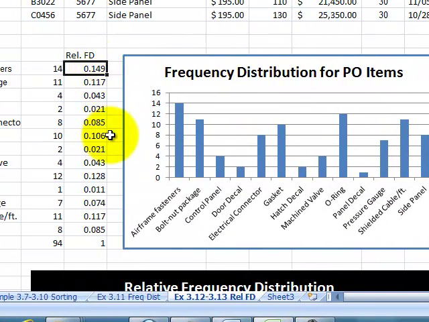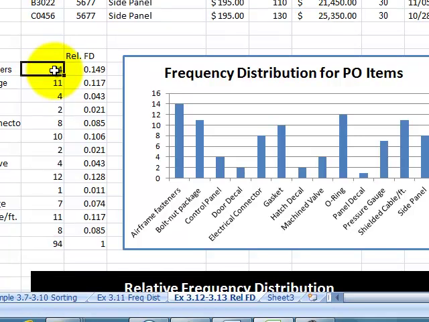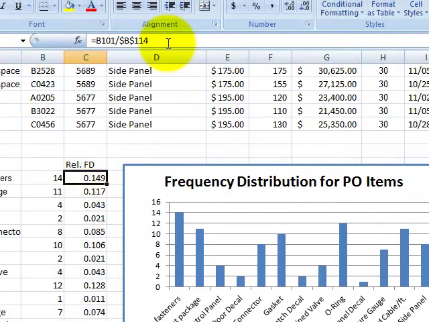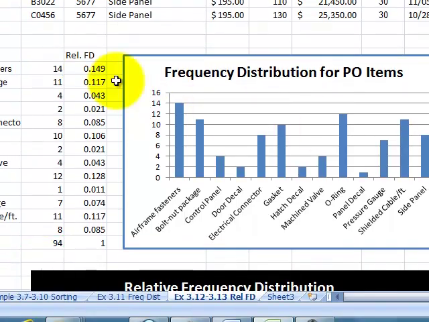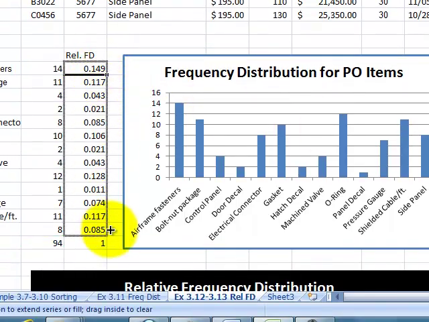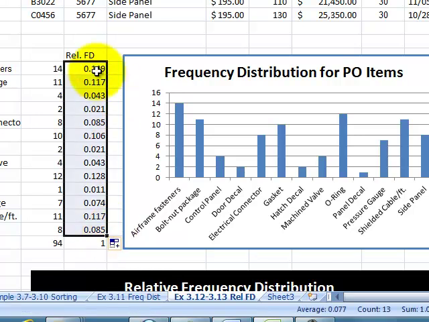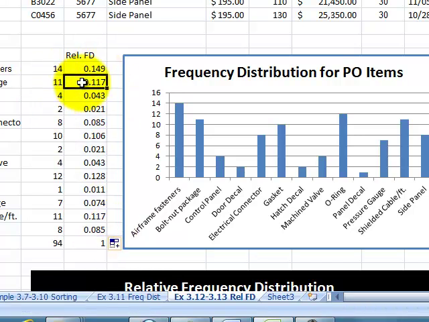And then I said for my relative frequency, it's my number of airframe fasteners divided by the total. So it's 14 divided by 94. Now, notice up here in my equation, I've again made my total an absolute, a fixed amount, because I don't want that changing as I copy it down. So that allows me to fill all of these down, so I only have to put the formula in there once.